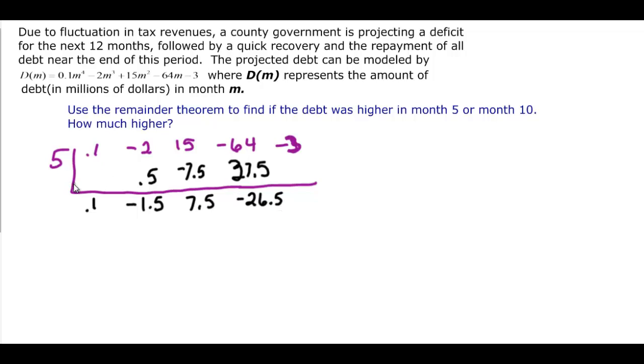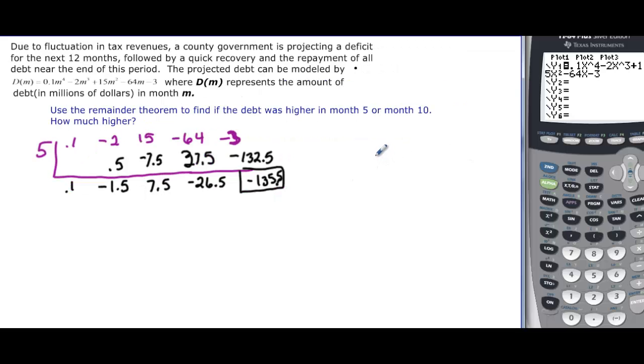And negative 26.5 times 5 is a negative 132.5. So my remainder, or actually the result when I plug it in, is negative 135.5. There's a decimal in there. So let's try it with 10. Now let's look at month 10.